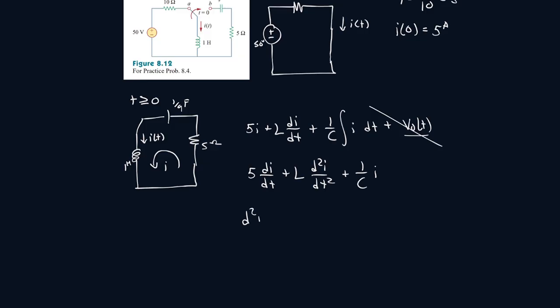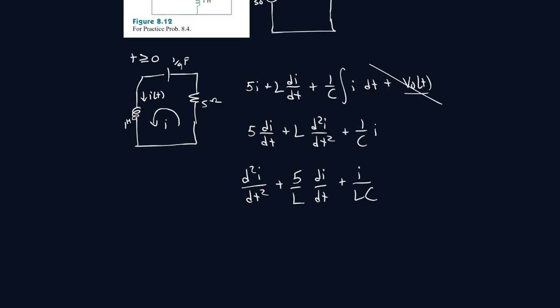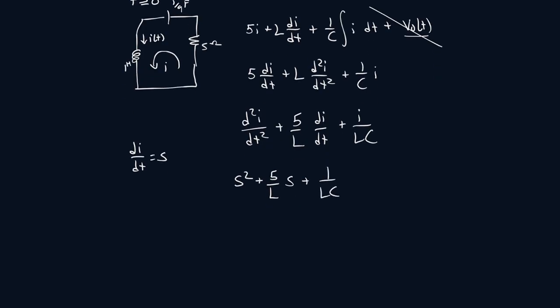So let's rearrange this more. I'm going to divide everything by L. Okay. And I'm going to have d over dt to be equal to s. So it'll be s squared plus 5 over L s plus 1 over LC. And this, I can now use the quadratic formula. So this is A, this is B, and this is C, A being a 1 here.